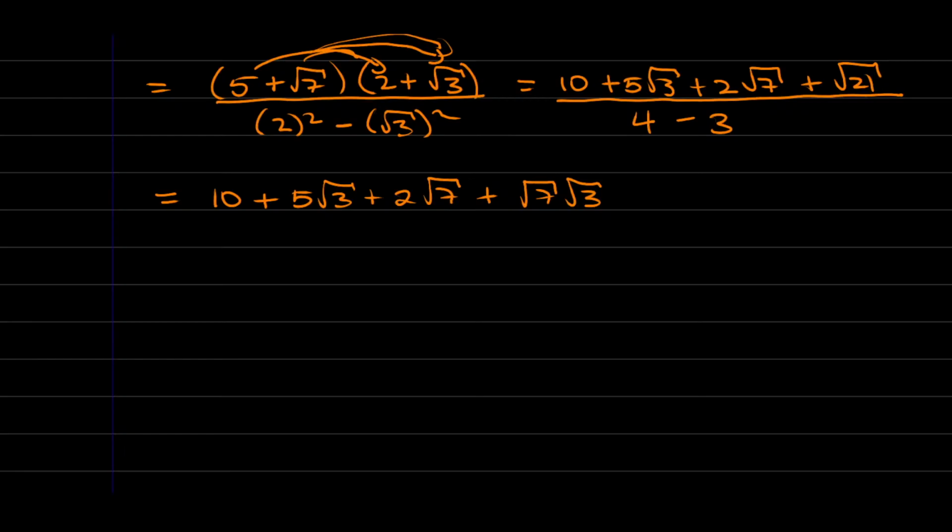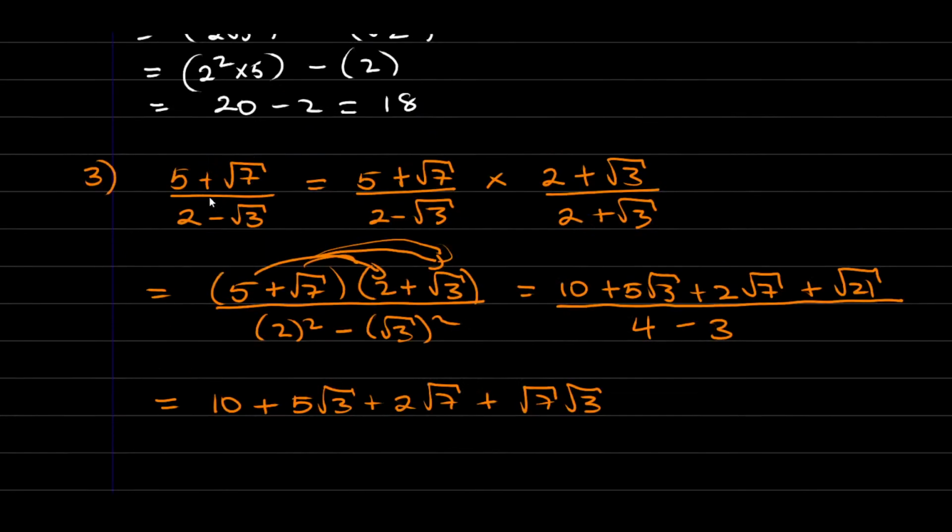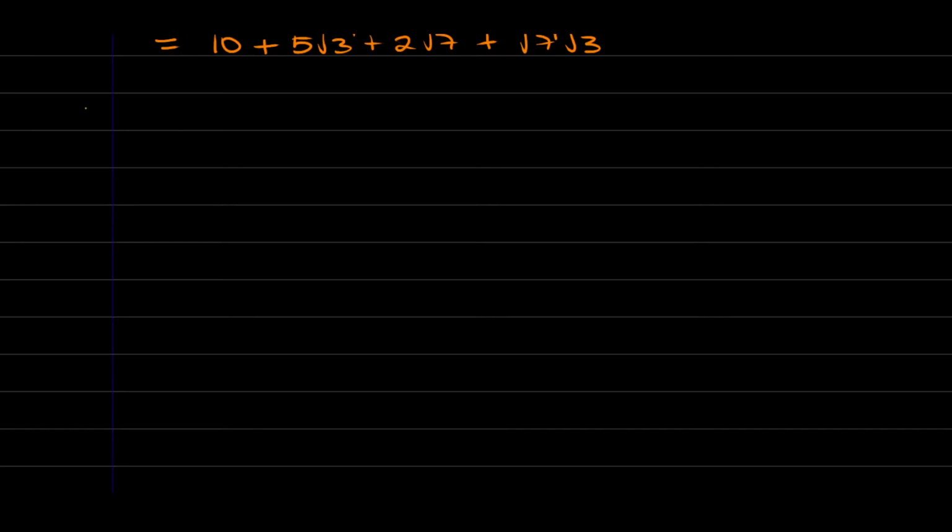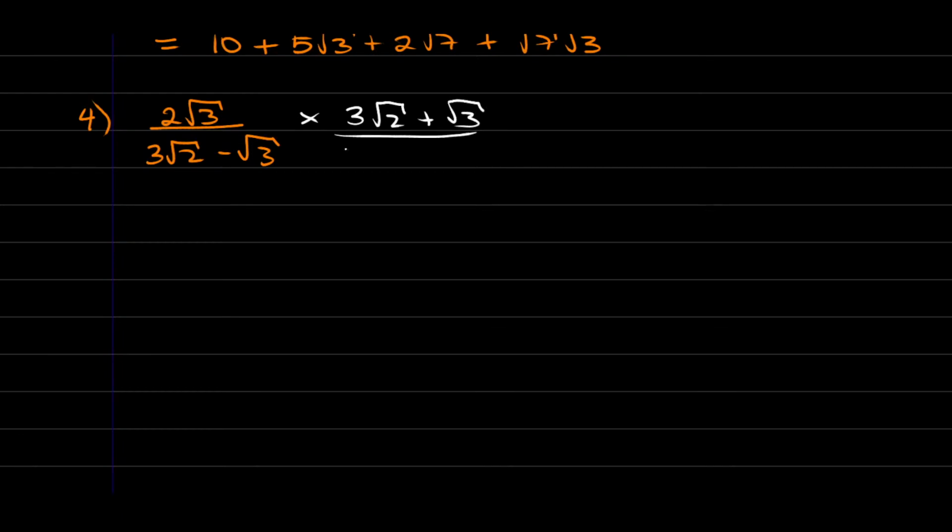Right. Let's see now. We're going to do another one. This one was 3. Let's go to number 4. So number 4 is 2 root of 3 divided by 3 root of 2 minus root of 3. And again, we're going to multiply this by 3 root of 2 plus root of 3 divided by 3 root of 2 plus root of 3. And my handwriting is starting to get crappy.